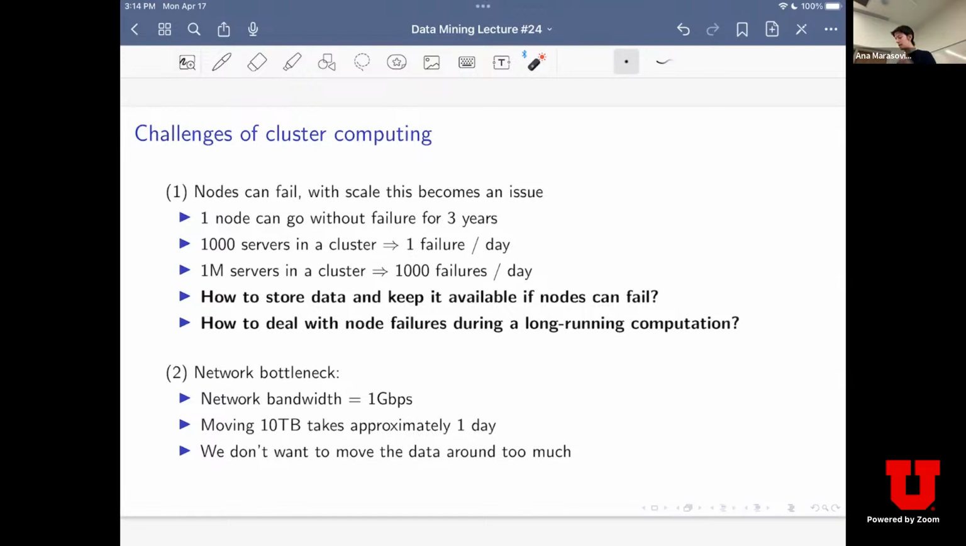So we want our data to be kind of static and bring the operations to the data rather than the data to the operation. And the final challenge is that distributed programming is very hard and very finicky. Anyone who has ever implemented something in parallel probably knows what I'm talking about. It's just hard, and I hate it so much.